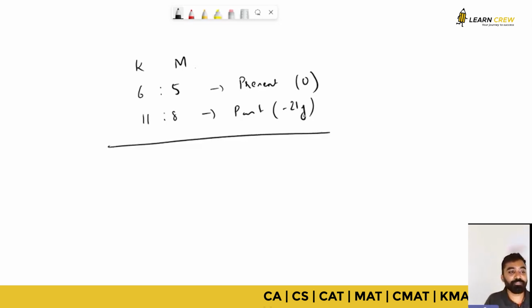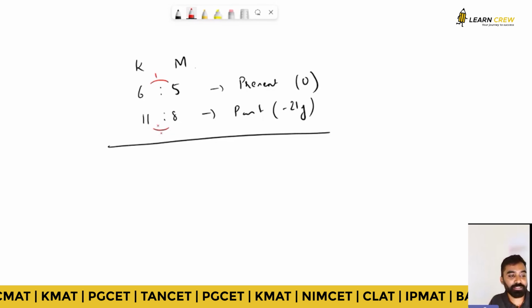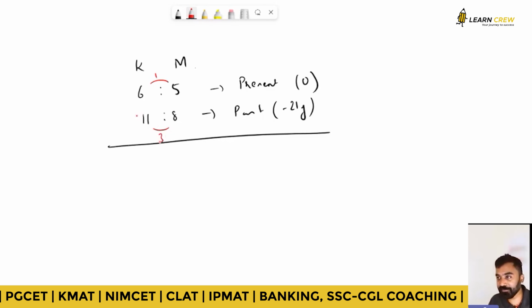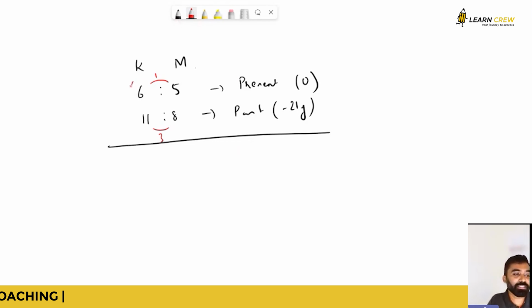Now see if the difference is the same. If the difference is not the same, then what should you do? This is going to be 1, this is going to be 3. If the difference is not the same, you need to find the LCM. The LCM of 1 and 3 means multiply this term by 3 and this term by 1.